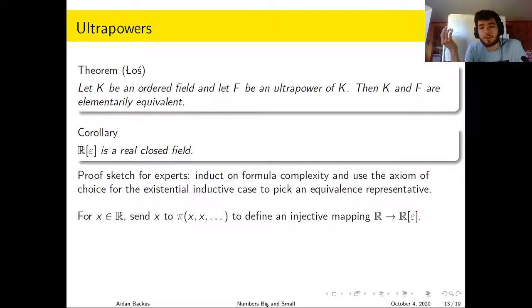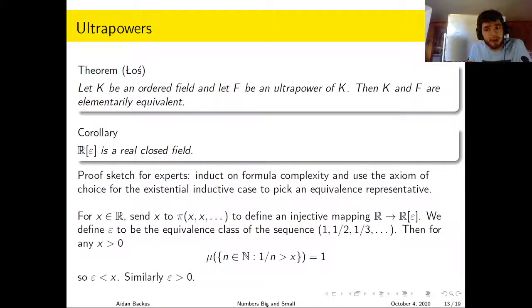So if x is a real number, we want to assign it to some hyperreal number, and in fact, we assign it to the hyperreal number pi of the sequence x, x, x, x, x, x, going on for infinity. And so that is injective. You can check this is an injective function from the real numbers to the hyperreal numbers, so it's reasonable to think of the real numbers as a subset of the hyperreal numbers.